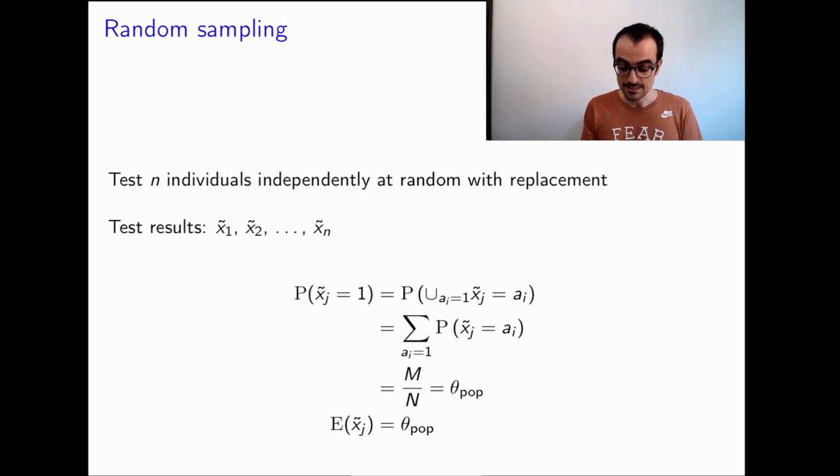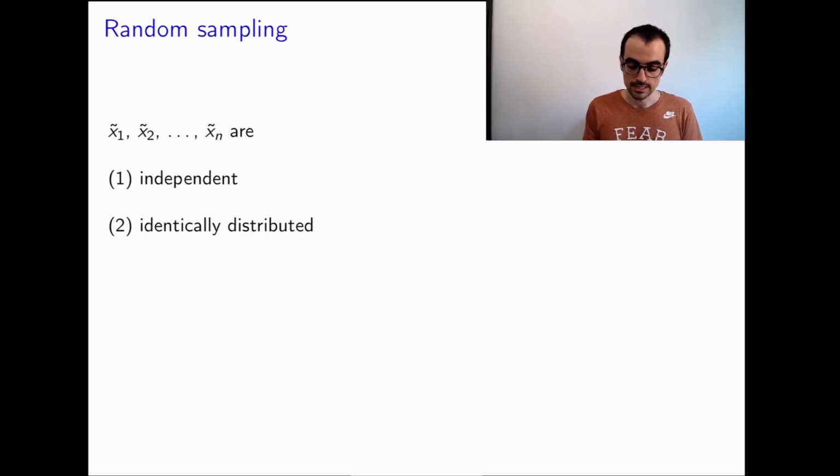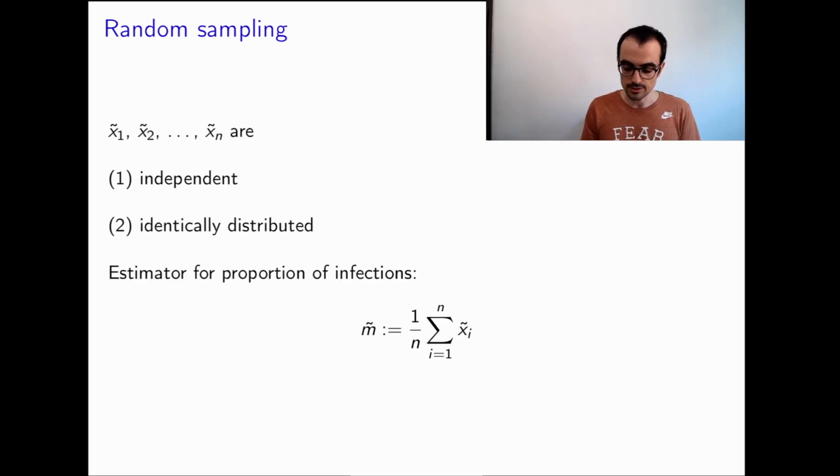Okay, so again, we have a situation where we have generated these IID random variables, and we want to estimate their mean. Their mean happens to be our parameter of interest, and a reasonable way to estimate this mean is to use the sample mean, just like before with the heights. So these random variables are independent, they're identically distributed, and a reasonable estimator for our parameter of interest, which is the proportion, is again the sample mean.